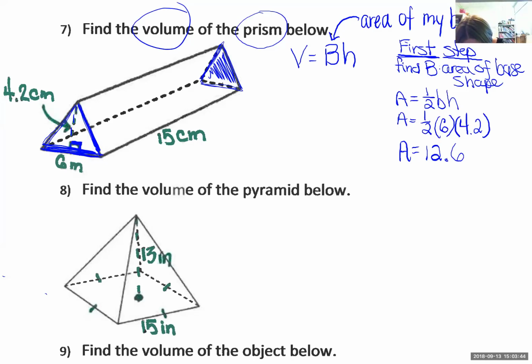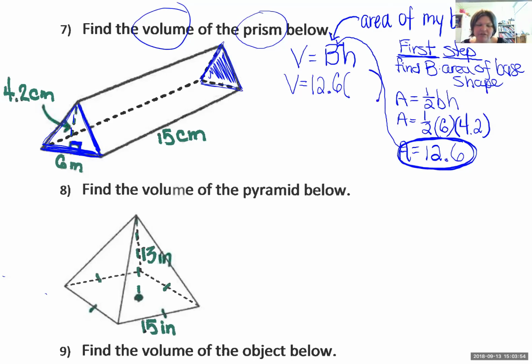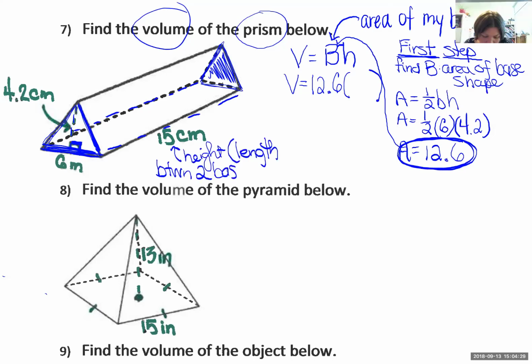So now this is what I'm going to plug in for my capital B. So my volume is equal to the area of my base shape, that was 12.6, times the height of my prism. How tall is my prism? People tell me, Kate, your prism's clearly 4.2, because look at it, that's tall. It's sitting on the table and it's tall. Careful, the height is going to be that length between my two bases. I don't care which direction I turn this in, my height is still going to be the length between my two bases. So this thing, even though it's not standing up, is the height. So the height of a three-dimensional shape is the length between the two bases.